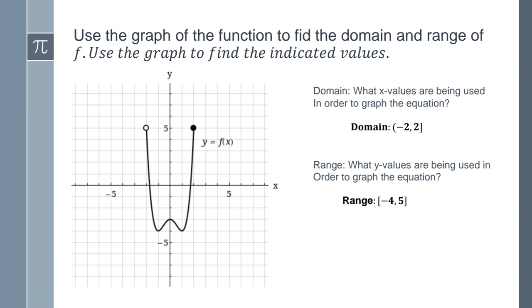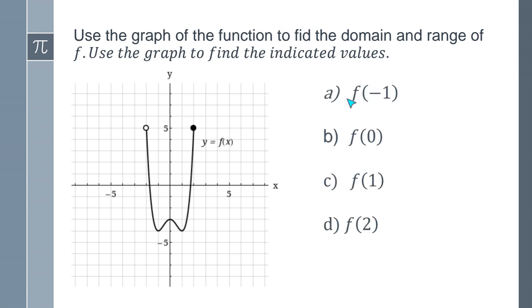Okay, so now for the next part, we want to know what is f of -1. Remember that in the parentheses, that -1 is representing our x value. And so we want to know what do we get when x is equal to -1. So here's -1. If I go down, then I get to -4. Okay, and then for 0, if I go down, then I reach -3. And then for f of 1, if I go down, I reach -4. And then f of 2 is going to be 5.